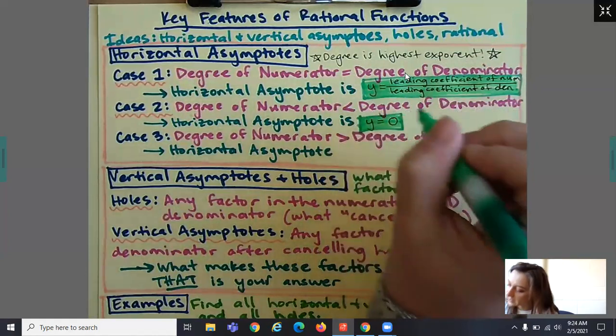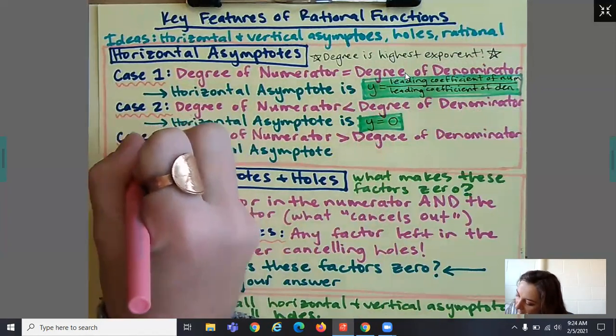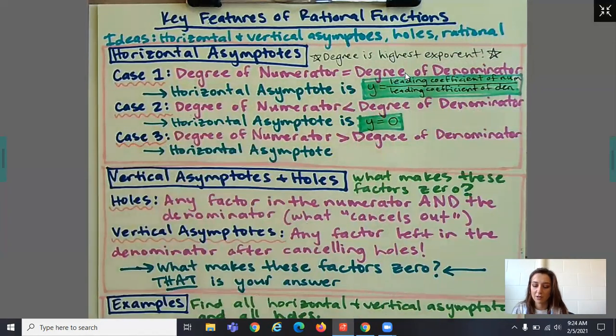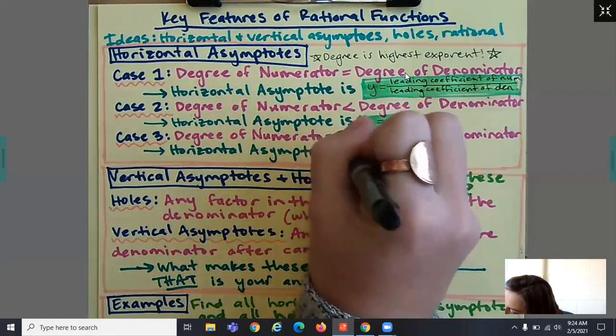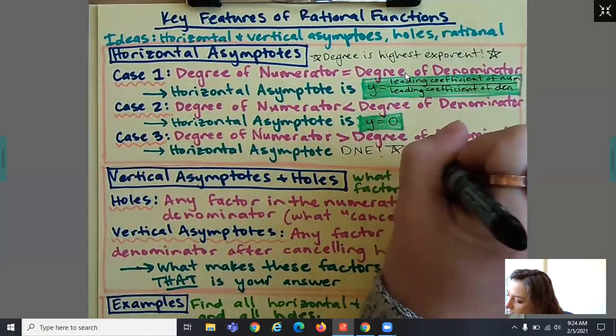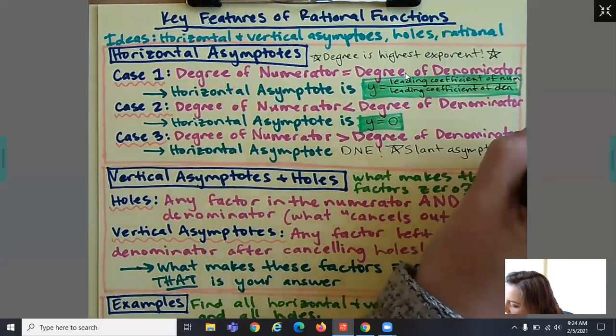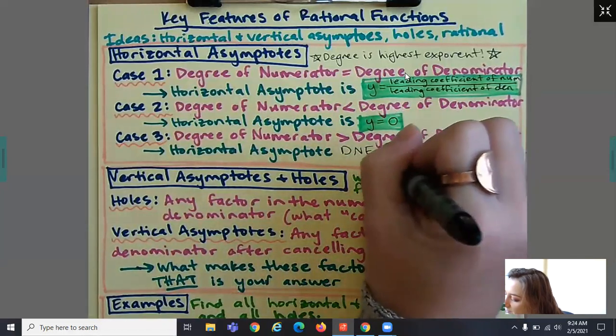Okay, and then our third case is that the degree of the numerator is greater than the degree of the denominator. So if this is happening, then the horizontal asymptote actually does not exist. And the reason is there is actually a slant asymptote, which means that the asymptote is a line.